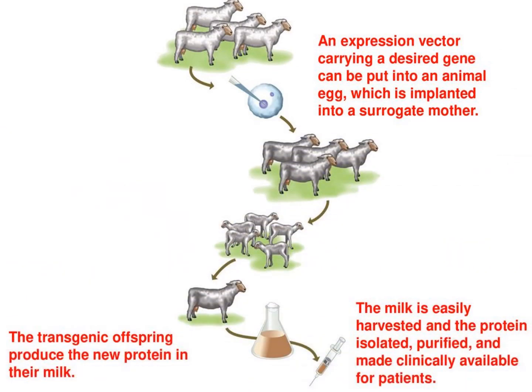So, an expression vector carrying a desired gene can be put into an animal egg, which is then implanted into a surrogate mother. The transgenic offspring then produce the new protein in their milk or semen, and the milk is easily harvested and the protein isolated, purified, and then made clinically available for patient use.